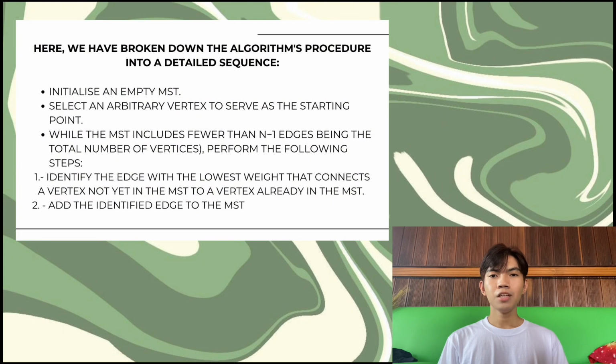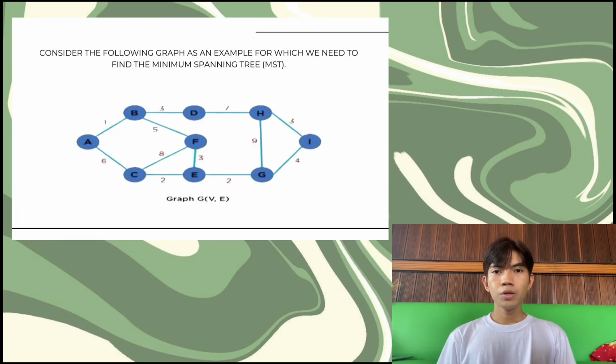Third, keep growing your tree. Each time, connect a new node using the smallest edge that links to your tree. Fourth, avoid cycles. If adding an edge would form a loop, skip it and move to the next smallest edge. And you're done when all the nodes are included in your tree. Consider the following graph as an example for which we need to find the minimum spanning tree, or MST.